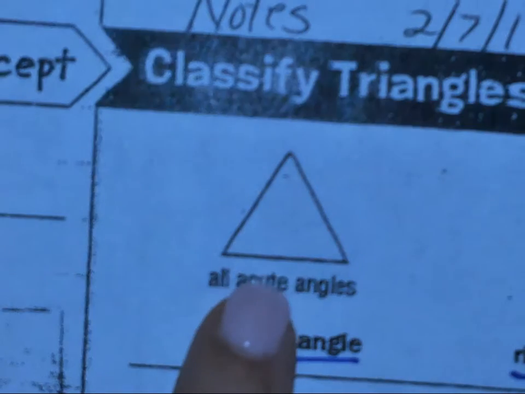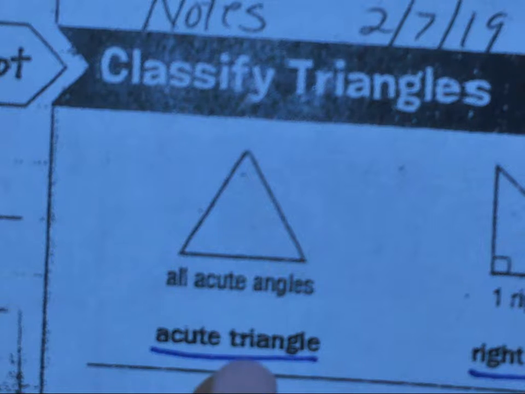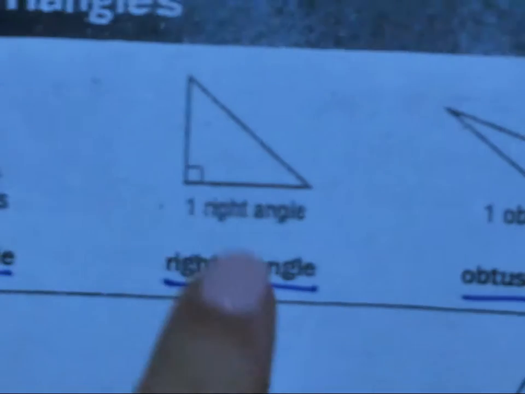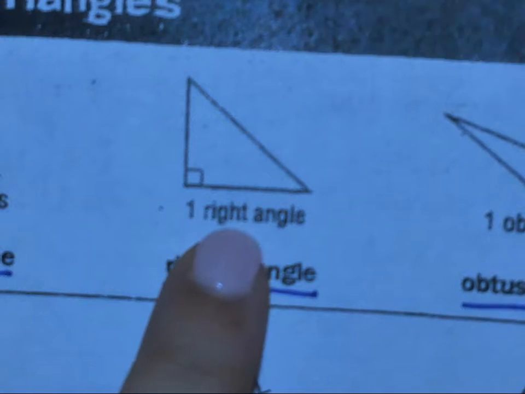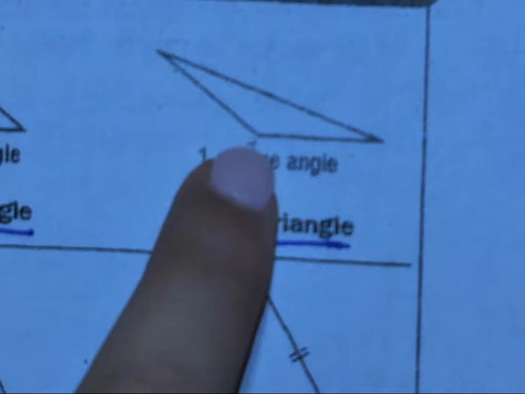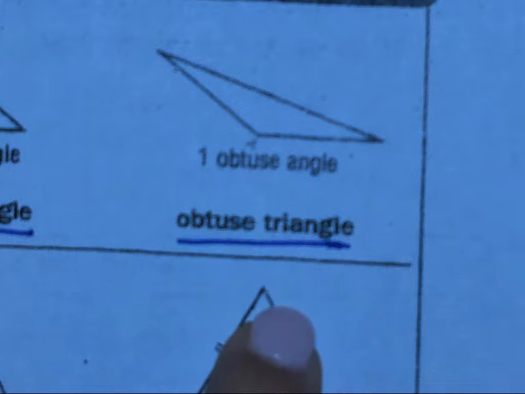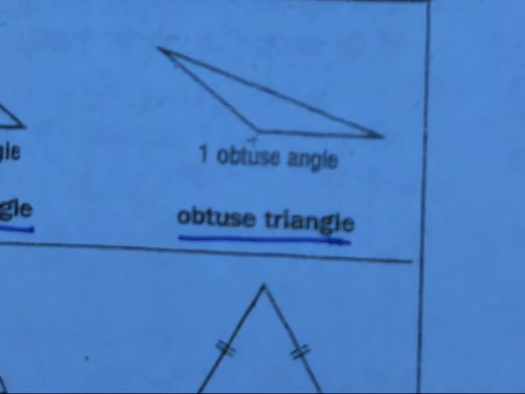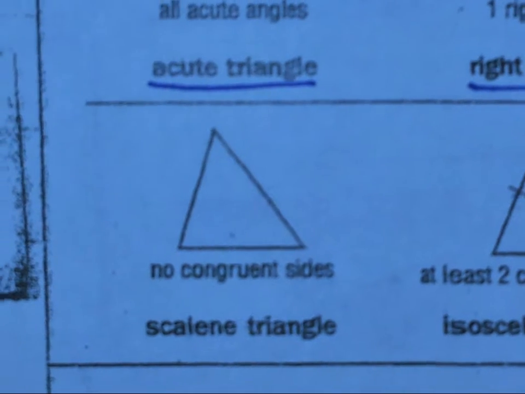Okay, so any triangle with all acute angles is an acute triangle. A triangle with a right angle is going to be called a right triangle. And then a triangle with one obtuse angle is going to be called an obtuse triangle. Okay? So then what about the second row of triangles?